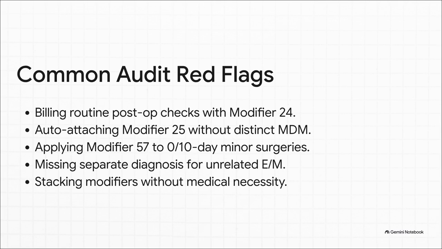Another massive trap is relying on your electronic health record to just auto-attach Modifier 25 to all minor procedures without typing out a distinct medical decision-making note with documented time. And of course, accidentally applying Modifier 57 to minor 0 or 10-day surgeries, or failing to link the proper separate diagnosis to an unrelated E&M, or just stacking modifiers without real medical necessity. Don't fall into these traps.